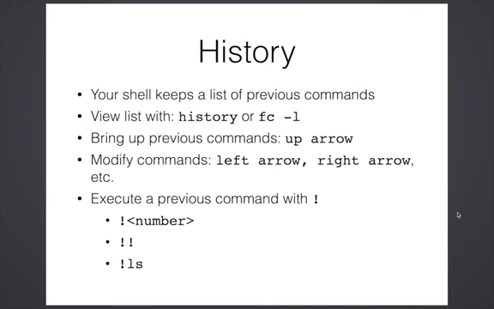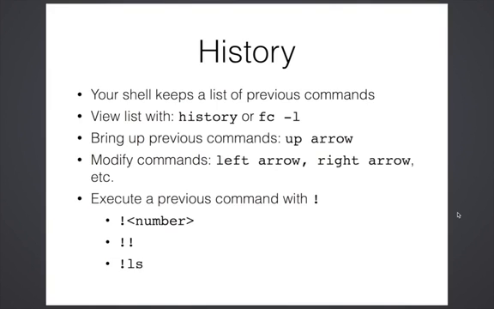And then there's a shortcut for running previous commands, and you can use the special character, the exclamation point or bang character, to run commands from your history. So you can use the bang and then a number, and then your shell will run the command in your history with that line number. Or you can use two bangs, which will run the last run command.